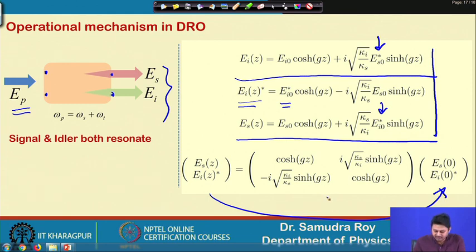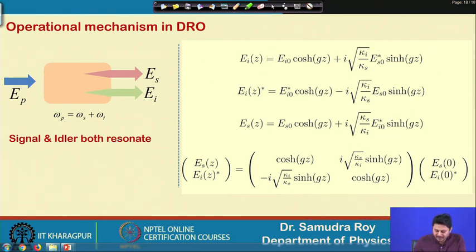If I make a vector form, ES and EI form a vector, I write E bar, which is equal to the matrix M times E bar 0. That means this is the relationship between the pair of fields ES and EI that is generated in the system due to this nonlinear process, and we can write this in terms of this matrix form.